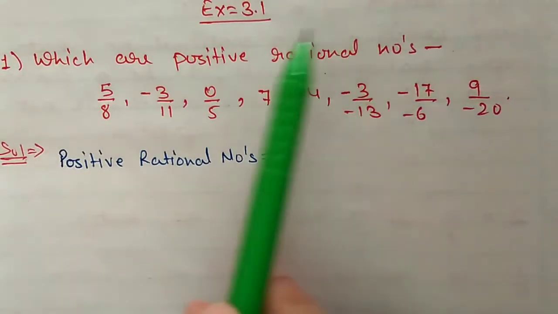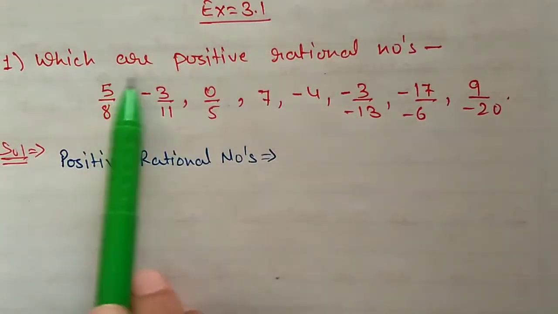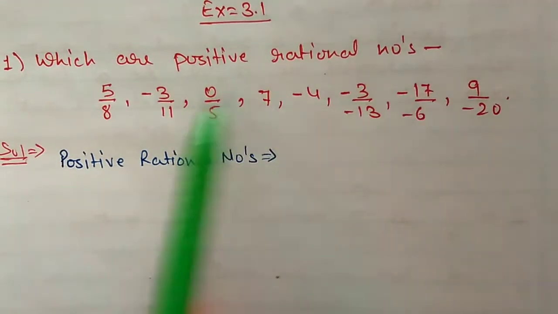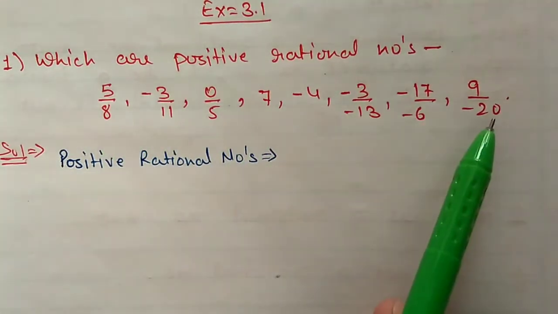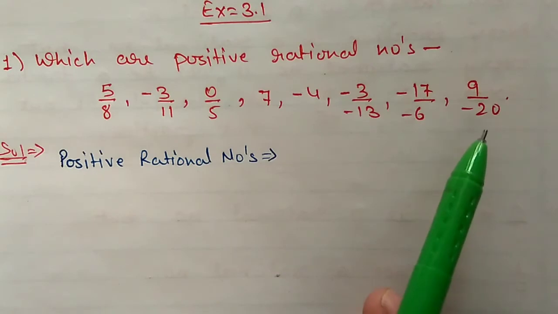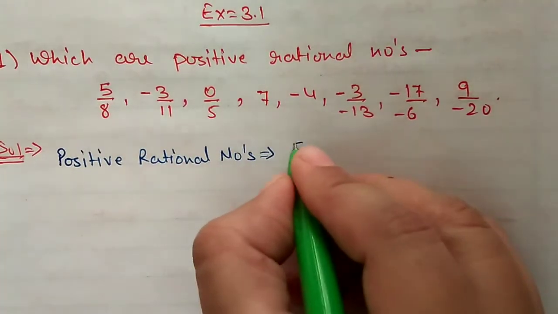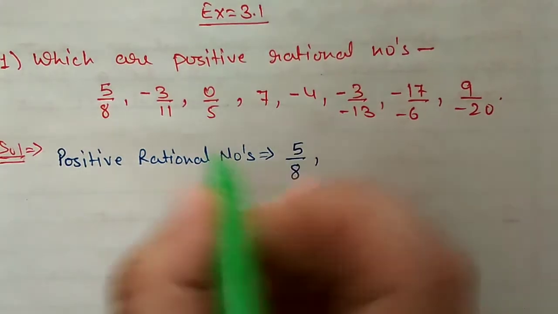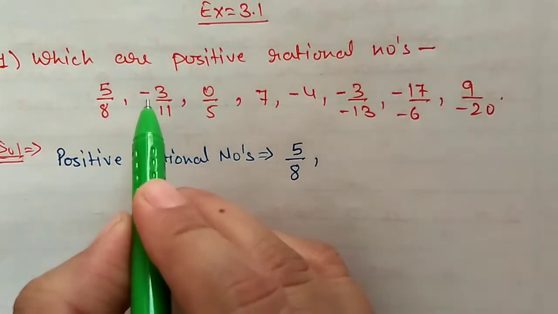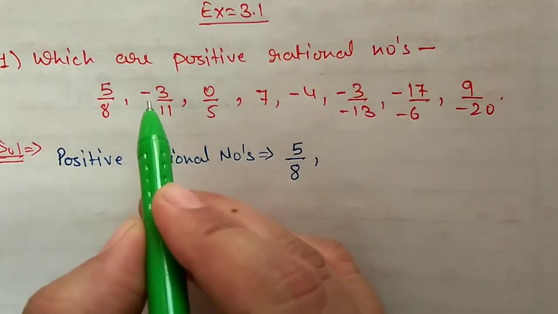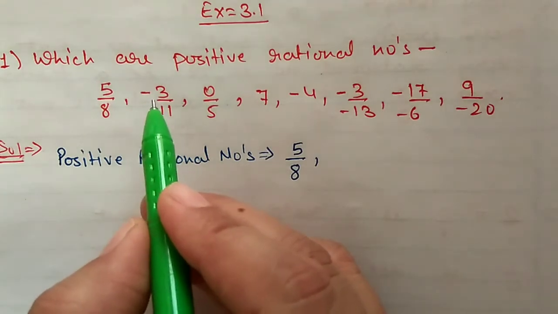Now we will start exercise 3.1. First question: which are positive rational numbers? From these given numbers, you have to select only the positive rational numbers. So you can see first, 5 by 8 is a positive rational number. Second one is minus 3 by 11. So finally we will be having minus, so it will not come under positive numbers.